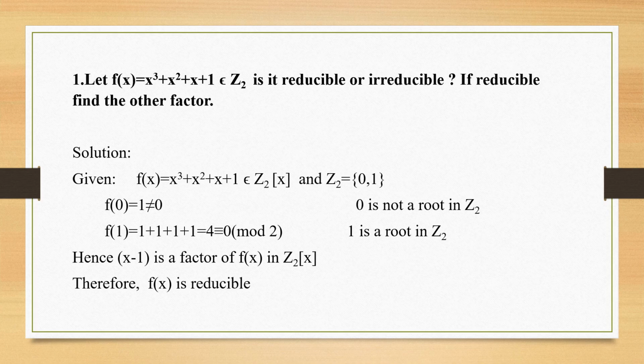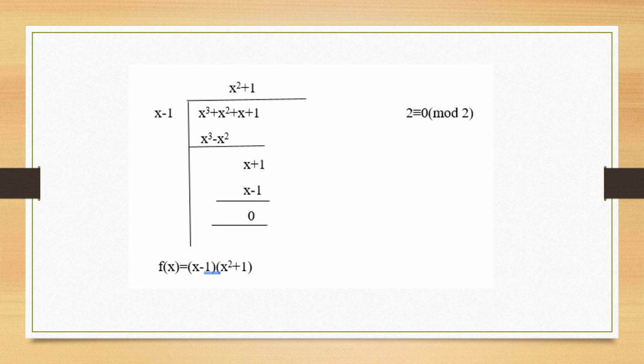Clear? So now what do I do? I had seen that it is reducible by x minus 1. Right? So now if reducible, we have to find the other factor. How will I go about the other factor? Therefore f of x is reducible. So what is happening in the next case? I'm going to use the factor as my divisor and divide the particular polynomial. You are already familiar with polynomial division. So now if I take x cube over x, I'll get x square. Write down x square in my quotient.